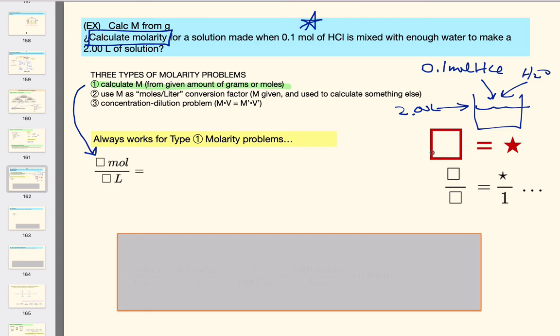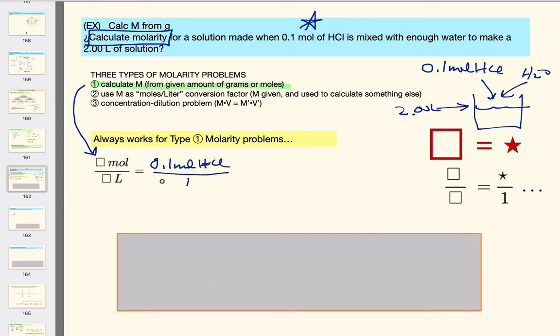Dimensional analysis. Now, it's box equals star, but in this case, I have a box in the numerator and denominator. Why? Because my unit for molarity has a term in the numerator and a term in the denominator. But I'm still going to use my box equals star analogy. So this says, calculate the molarity starting with 0.1 moles of HCl. I'm going to put that over 1 because that's a given value.